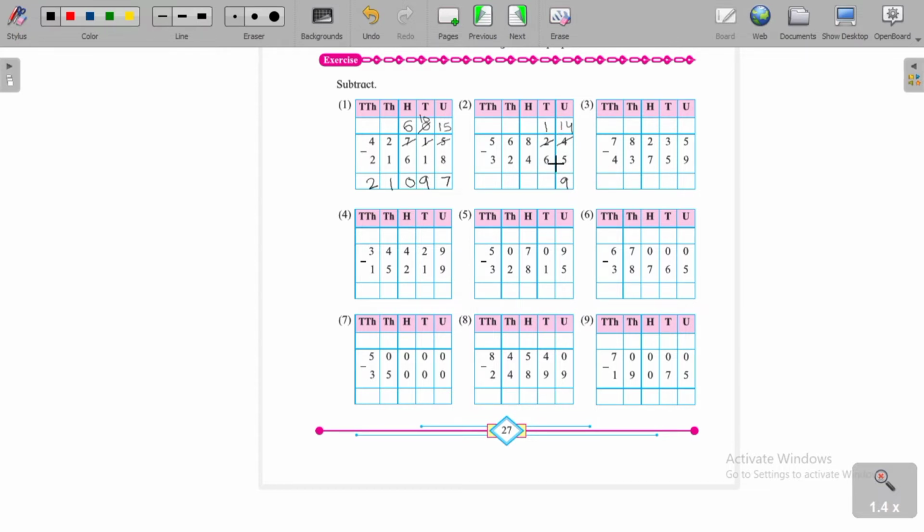1 minus 6. We cannot subtract 6 from 1. Hence, we need to borrow from hundreds place. 8 hundreds will become 700s. And 100 what we have borrowed here, they are 10 tens. So those 10 tens and this 1 ten together, they make 11 tens. 11 minus 6 is 5.